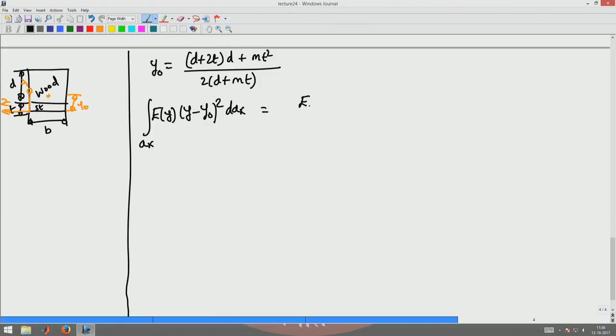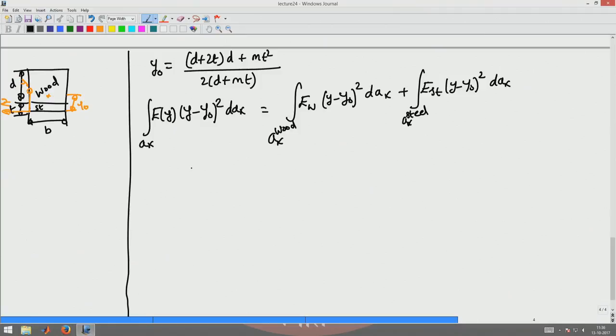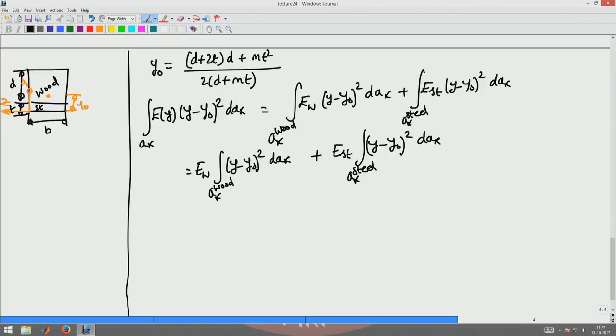This as usual I can demarcate into A of wood, E_W integral of (y minus y naught) whole square dA over the wood region, plus E_ST integral of (y minus y naught) whole square dA over the steel region. Now, since E_W is a constant, I can pull E_W outside, integral (y minus y naught) square dA over the wood, plus E_ST integral (y minus y naught) whole square dA over the steel.